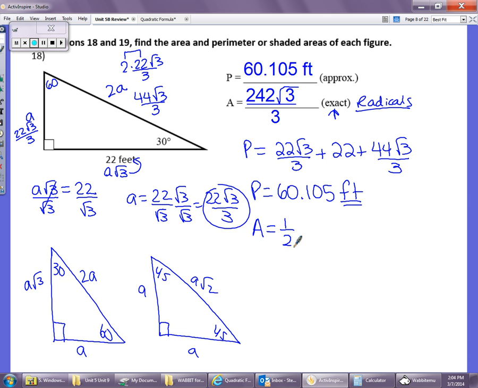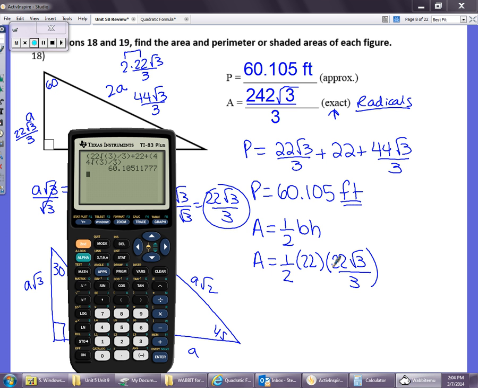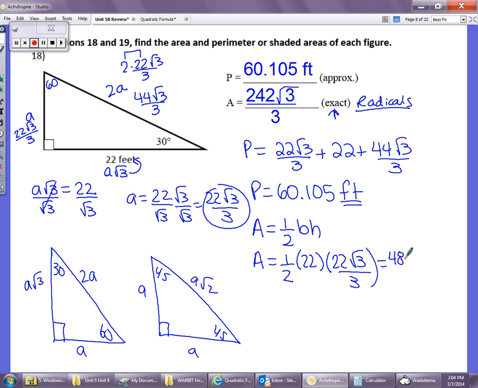So our area formula is 1/2 base times height. The base is the bottom, so we say 22. And the height will be the vertical side, which is 22 radical 3 over 3. Now, being that you have 2 sets of fractions, to get the numerator, you're just going to multiply all of the numbers at the top. So 1 times 22 times 22 gives you 484. Ignore the radical until we write it in now. So when you're multiplying, you're just going to multiply these 3 numbers.